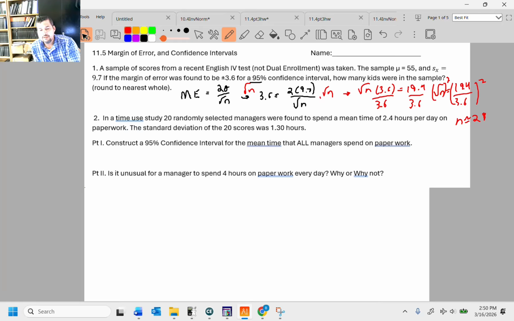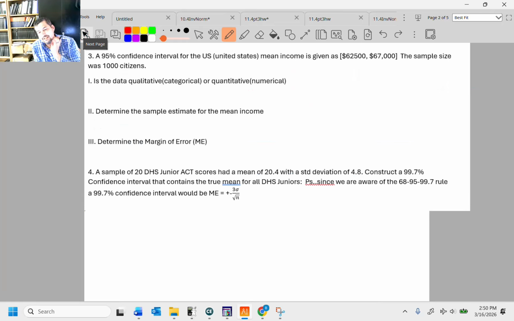All right. Let's jump on to 3. A 95% confidence interval for the United States mean income is given as 62,500 to 67,000. The sample size is 1,000 citizens. Is the data qualitative or quantitative? It is quantitative. It is numerical. All right. It's not a quality.